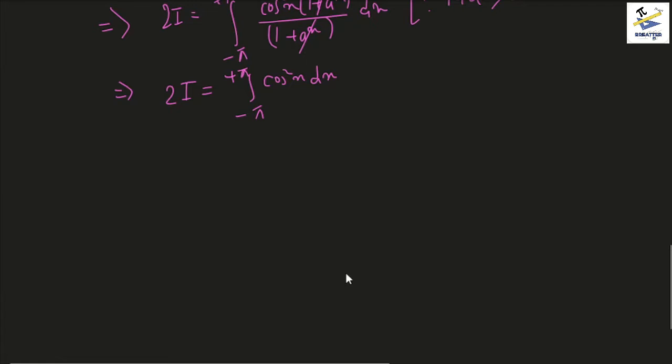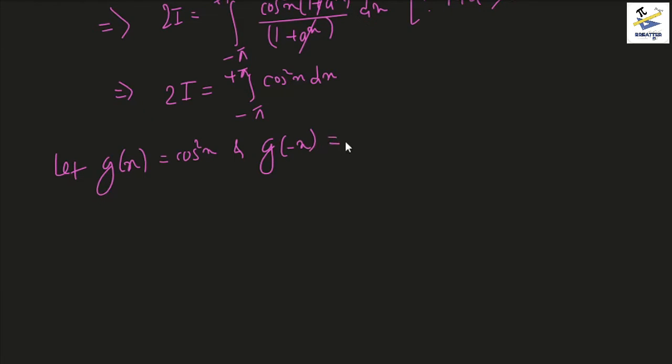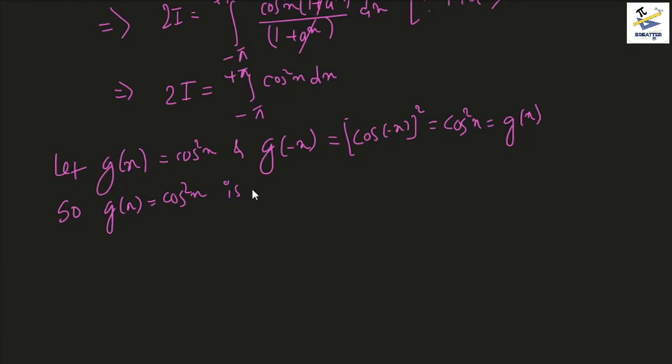Now we try to remember the properties of an even function. So let g of x equal cosine square x, and g of minus x is equal to cos of minus x whole square. But since we know cos is an even function, which is basically if you change the argument from x to minus x, it remains the same, it is also cosine of x. So this becomes cos square x, which equals g of x, right? So g of x equals cos square x is an even function.